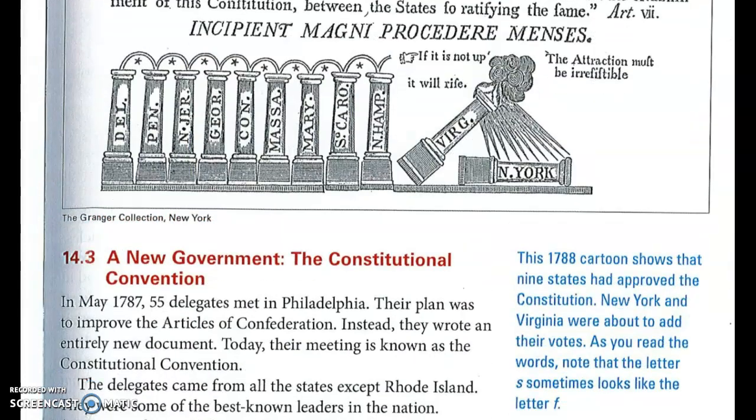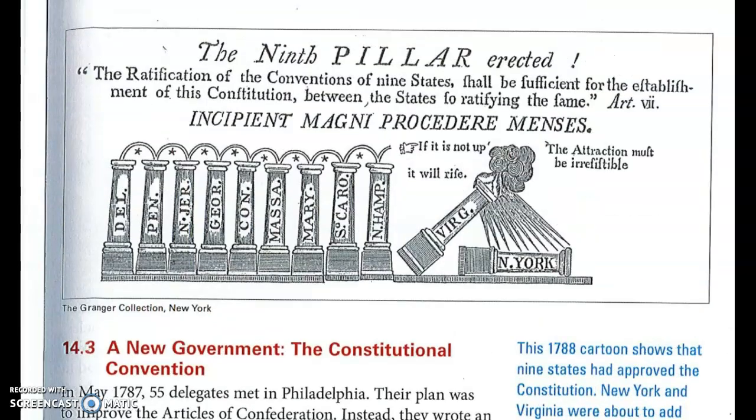And up here, this 1788 cartoon shows that 9 states had approved the Constitution. New York and Virginia were about to add their votes. As you read the words, note that the letter S sometimes looks like the letter F.